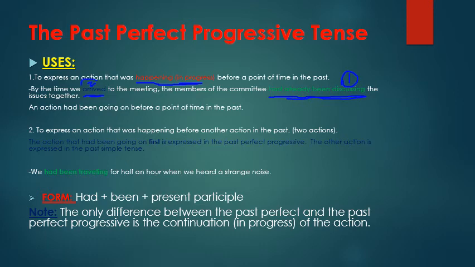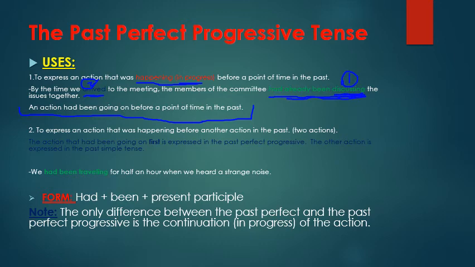Then we arrived. Okay, the only difference between the past perfect and the past perfect progressive is that the action was or had been going on. So that's why we add ing. It was happening, it was in progress, okay? An action had been going on before a point of time in the past, okay? By the time I arrived to class at 8:20, the teacher had already been explaining, okay?